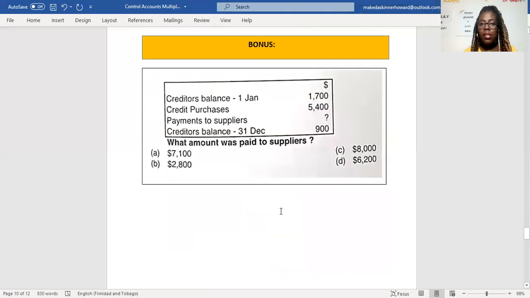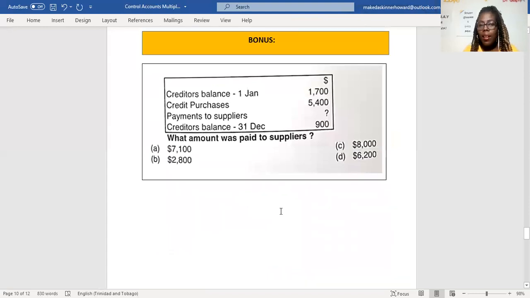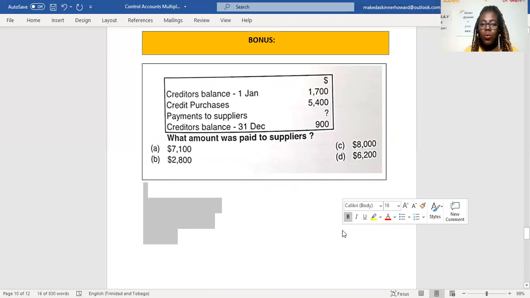And we have a little bonus here for you guys. What amount was paid to the supplier? So this is the first one where they ask us to find the amount that was paid to the suppliers. And I want to challenge all of you who like to use the T account to use the mathematical equation where you know what is added and what is deducted. This is a really straightforward one. So let's go.